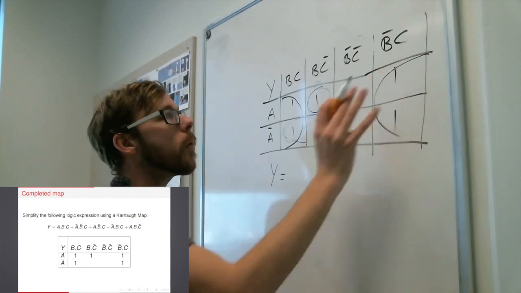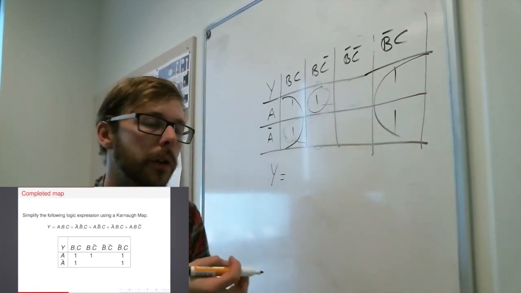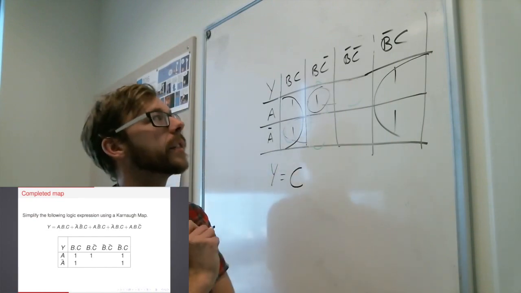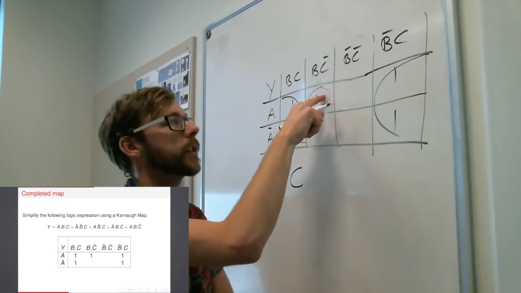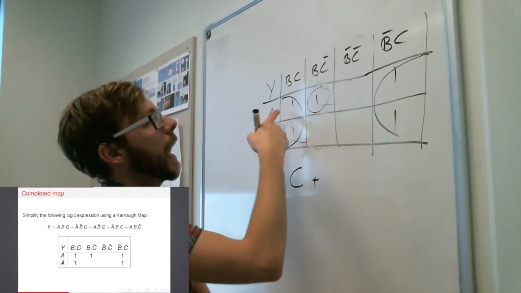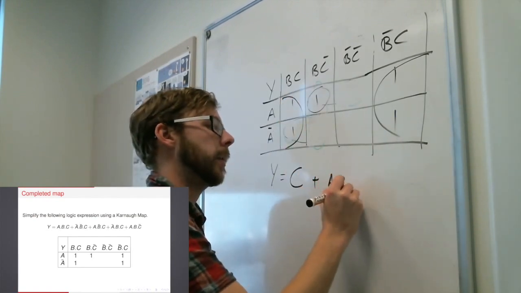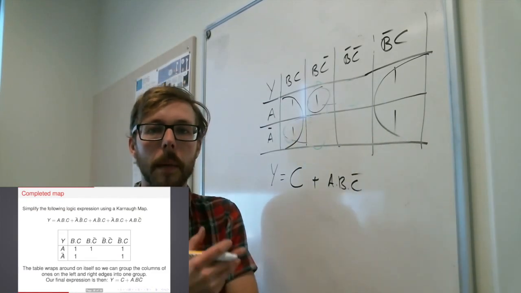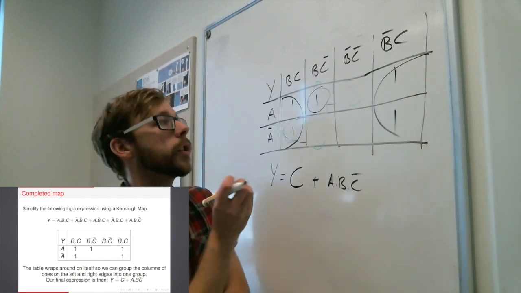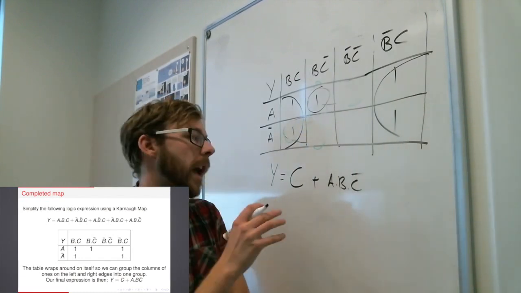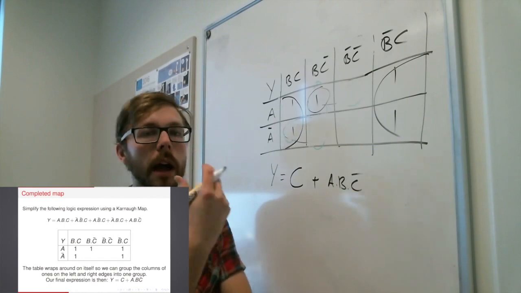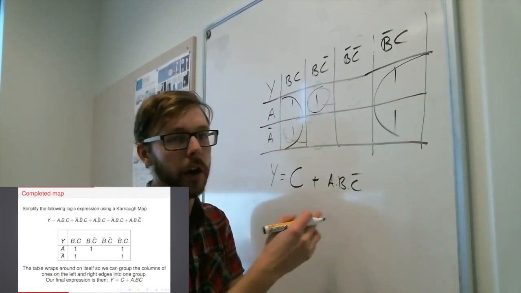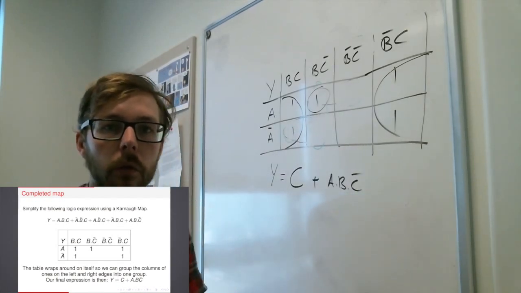So this whole group here, and this will happen every time you have a group of 4, simplifies down to one term. In this case, the one term is C. And now to complete my expression, I just need to add a term for this here, which is A, B, and not C. A and B and not C. And I'm done. That's my whole Karnaugh map. So the long and short of it is the bigger your groups are, the fewer letters your output expression will have, and the number of groups corresponds to the number of final simplified terms you'll have in your Karnaugh map.